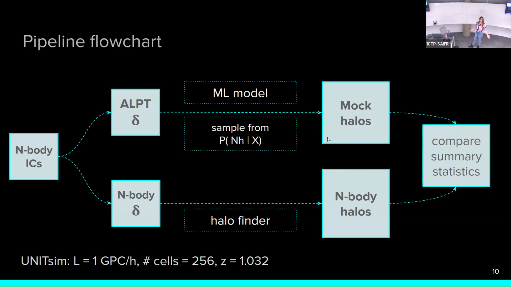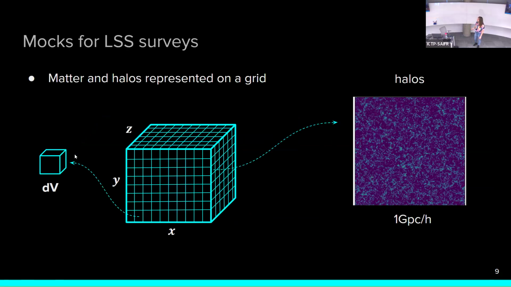So like the abundance, I want to predict the correct number of halos. I want to make their two-point correlations accurate with the power spectrum and the bispectrum, and it depends on how accurate you have to be. The N-body simulation that I'm using is called UNITsim. My box has 1 gigaparsec over h on each side, with 256 cells, which means that each of these boxes has a resolution of approximately 4 megaparsec over h. So this is very low resolution, you see, right?